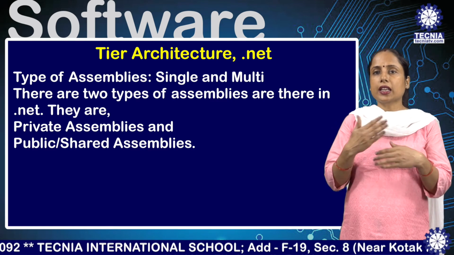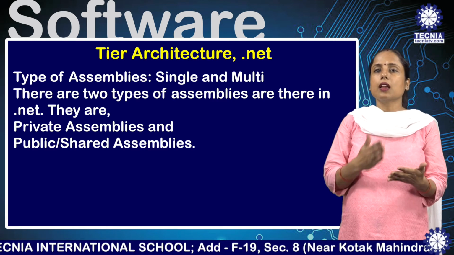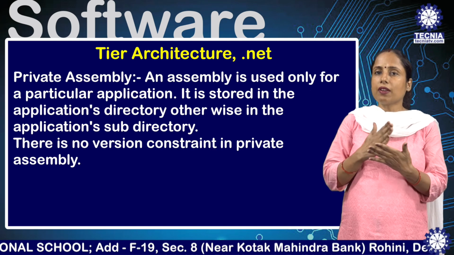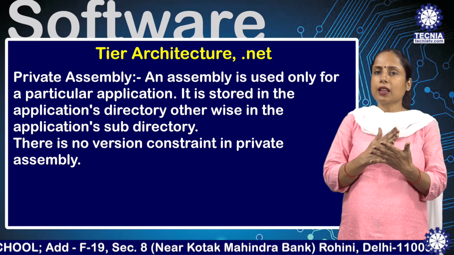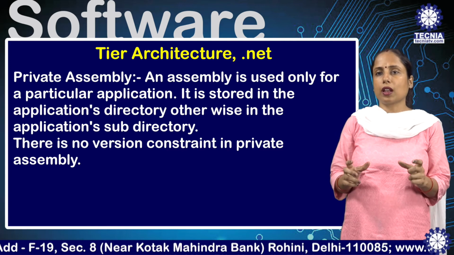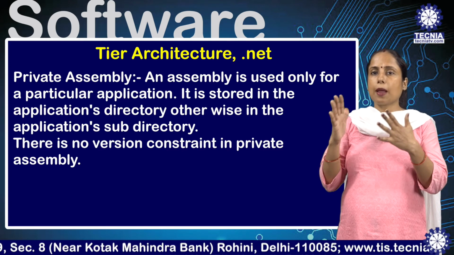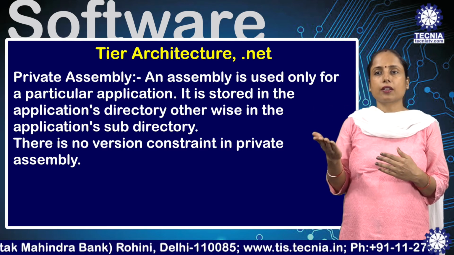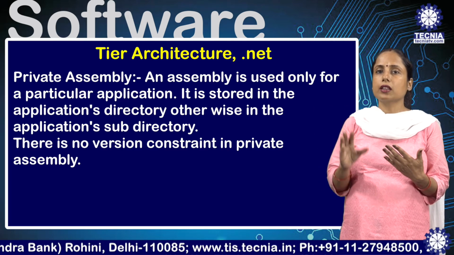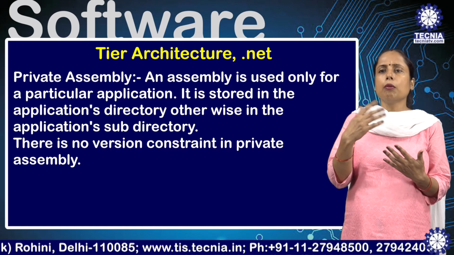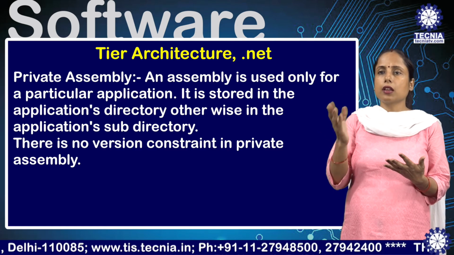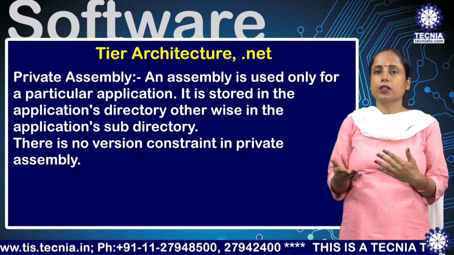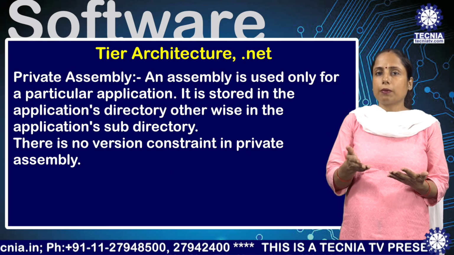But we can further categorize assemblies as private assembly and public or shared assembly. What is a private assembly? A private assembly is used only for a particular application. It is stored in the application's directory, otherwise in the application's subdirectory. There is no version of that private assembly. We can create another version if required, but most probably there is no version of a private assembly.